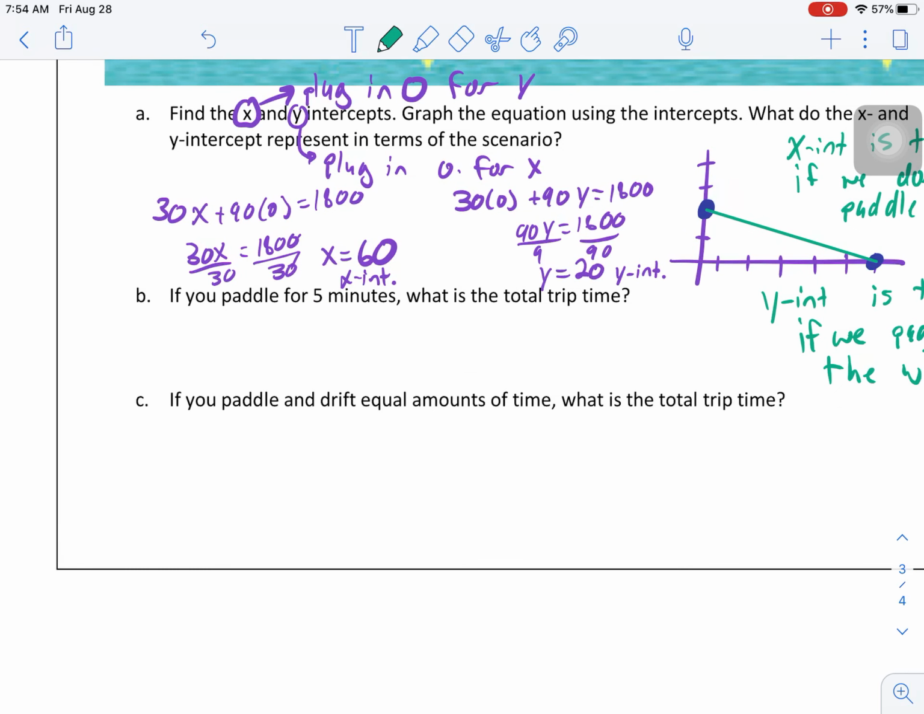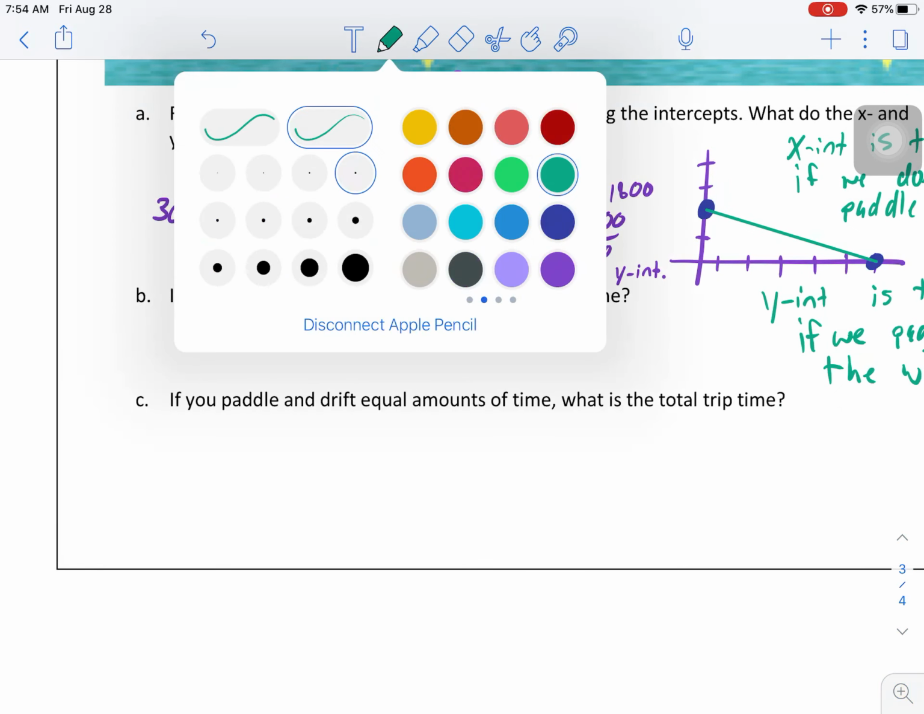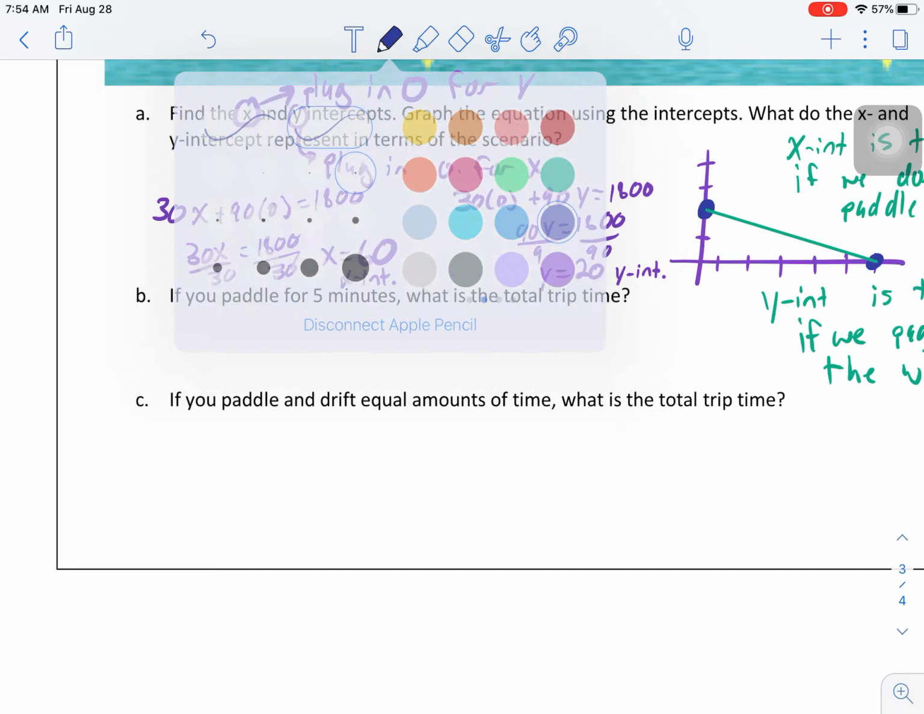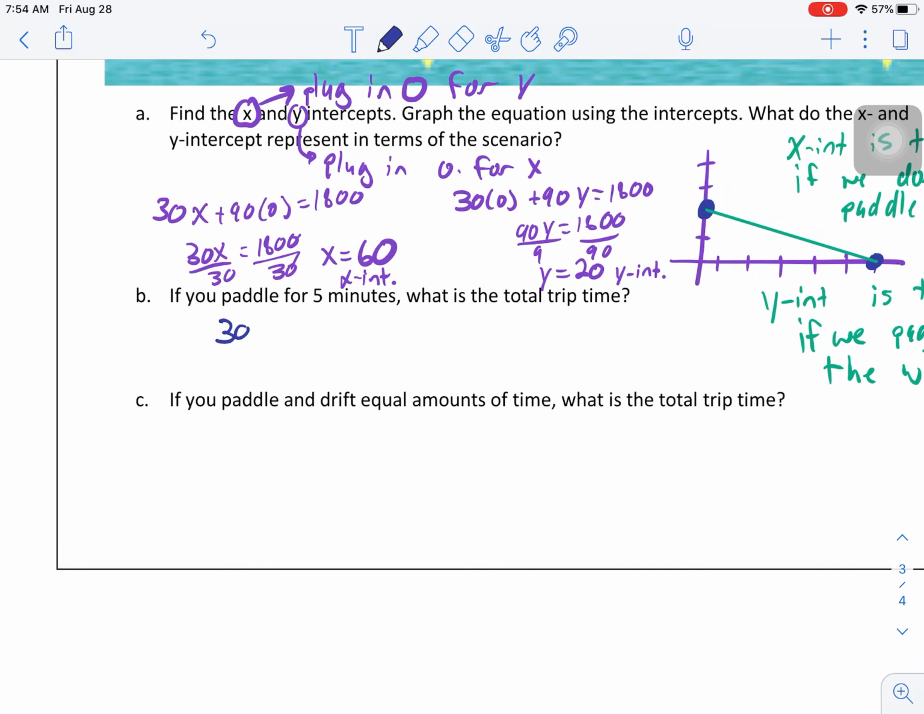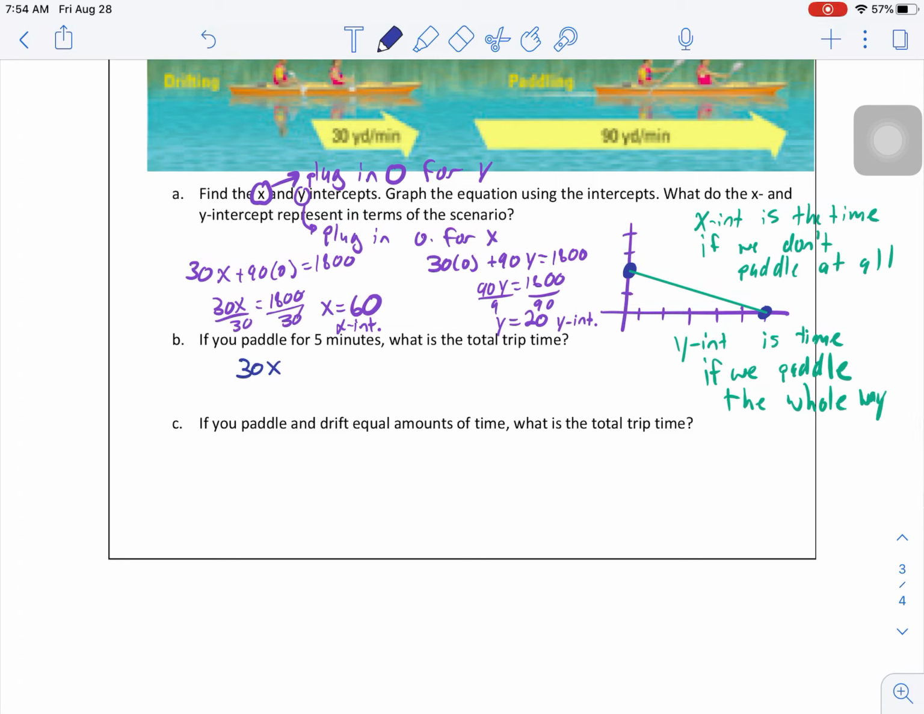So this question is, if you paddle for 5 minutes, what is the total trip time? So then we're going to plug in 5 into the paddling time to see what we would get out. So 30x, we don't know how long we drifted for. So 30x plus 90 times 5, because that's how long we paddled for, equals 1800, right? So then that's going to be 30x plus 450 equals 1800. Okay, so then we subtract 450 from both sides.